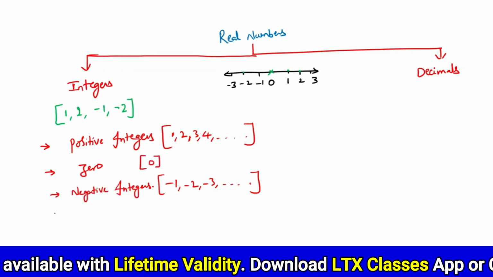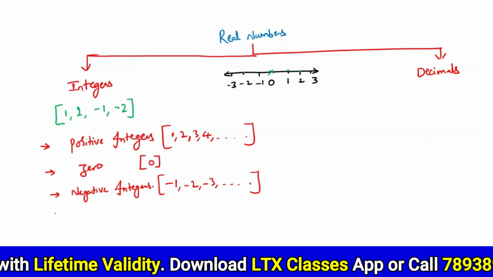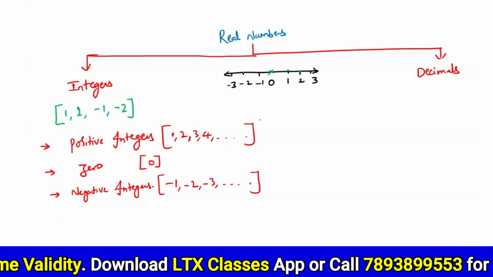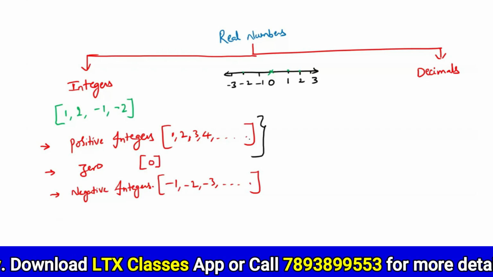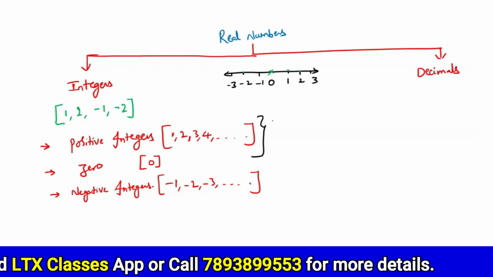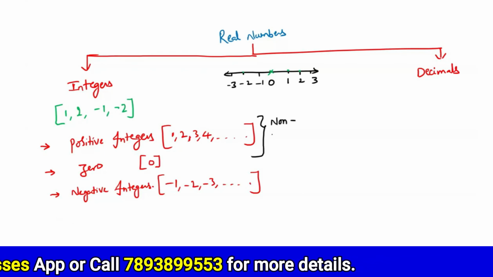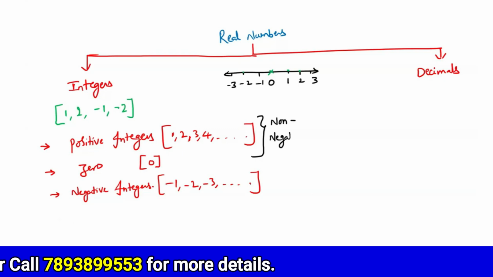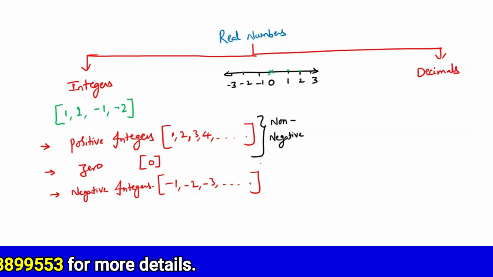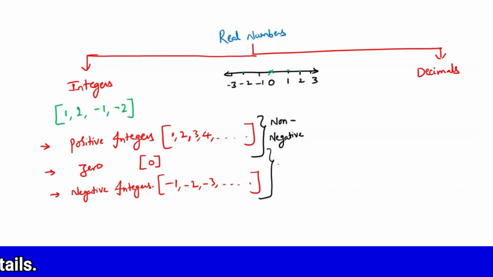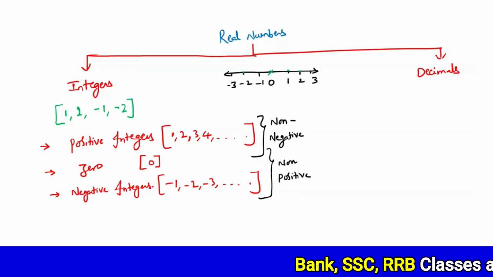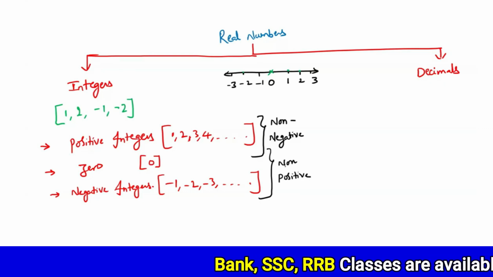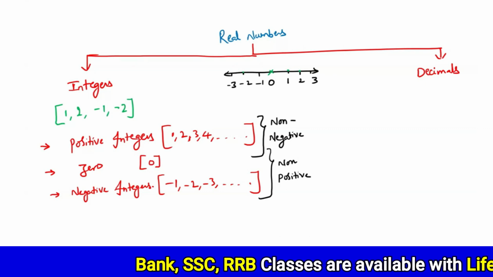But there is one more terminology which can be asked in your questions. What will be the combination of positive integers and 0? They will say it as non-negative integers. If it's a combination of 0 and negative integers, they will be considered non-positive integers. See, these types of terminologies are very important regarding the questions we solve.